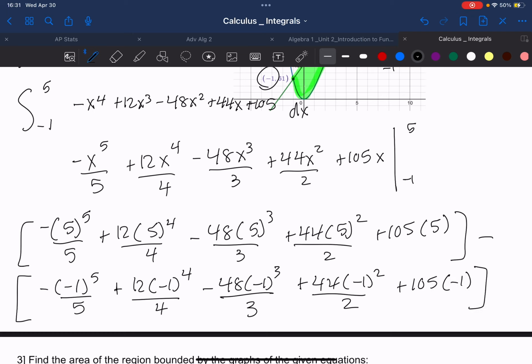Put that entire thing in your calculator. Just be very careful since we do have fractions here and exponents. Make sure everything is typed in correctly, and you get 388.8 as the area of the shaded region provided.